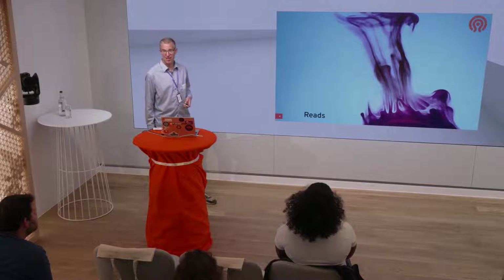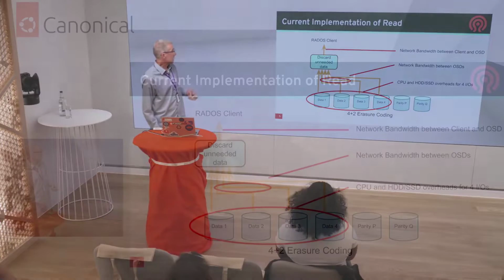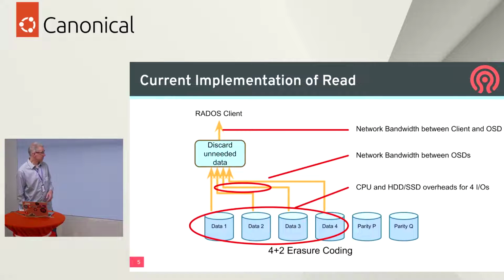Okay, so let's start by looking at reads. So here's what happens today with a read. The Rados client issues a read to the primary OSD. It actually goes and reads data from all of the data OSDs in the Erasure coded pool. Even if you're just reading 4K, it'll still go and read from all of them, discards all of the data it doesn't need, and then sends the data that is actually requested back to the client. So we don't need to be a rocket scientist to say, how could we improve this?